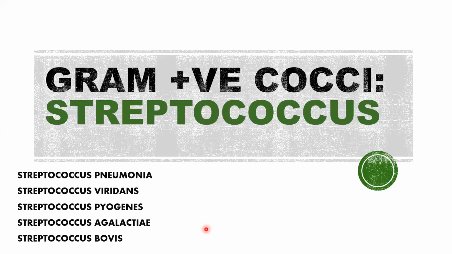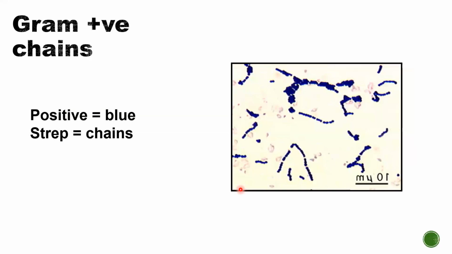Now, let's move on to strep. Okay, so these are the different types of strep. Now, like we said, we differentiate staph from strep by doing catalase. Now, if it's catalase negative, it means we're dealing with strep, not staph. Strep is positive. So again, peanut butter, P is blue. Okay, but this time strep means chains. They're not in clusters, they're in chains.